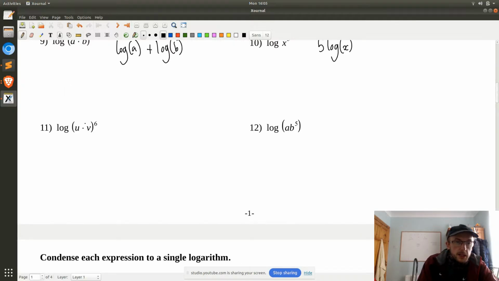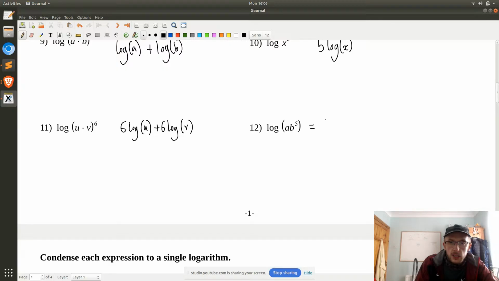That 6 applies to u times v. So in other words, it's the logarithm of u to the 6 times v to the 6. So the 6 comes down to the front, and it's 6 log u plus 6 log v when expanded. This one, the index of 5 right there, only applies to what's immediately to the left. So it's log of a plus 5 log of b.